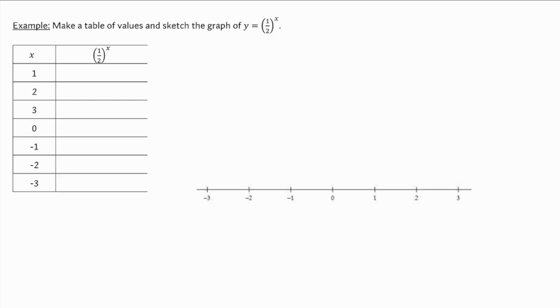Now let's graph y equals 1/2 to the x. And I'm going to just bring in the table of values real quick.